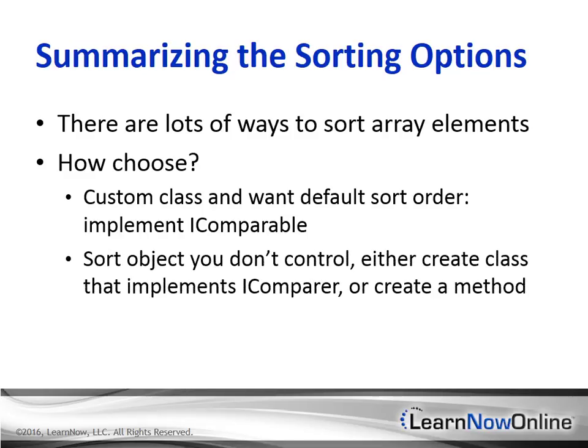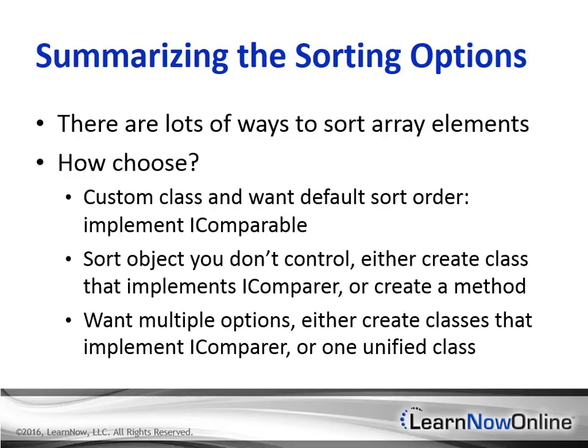Or if you want to sort an array of objects and you didn't create the object, so you don't have control over it, you either have to create a class that implements IComparer that provides a comparison procedure and pass an instance of this class to Array.Sort, or you need to create a procedure that performs a comparison and passes the address of the procedure to Array.Sort.